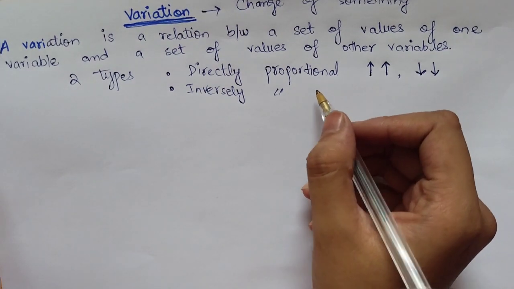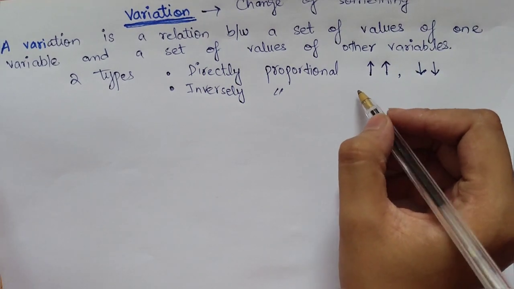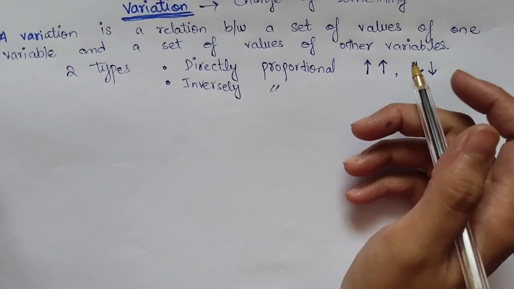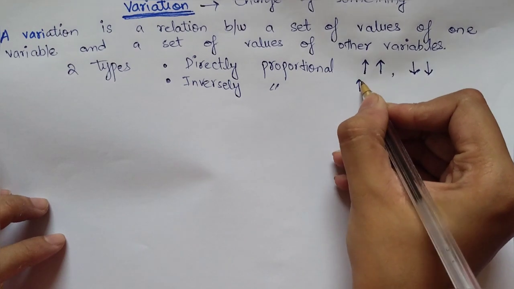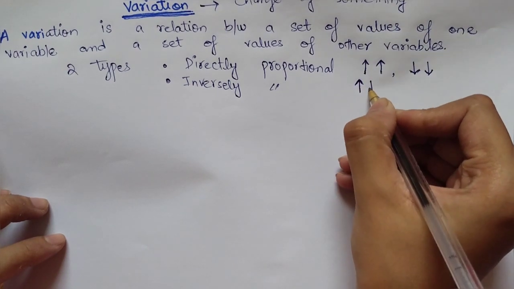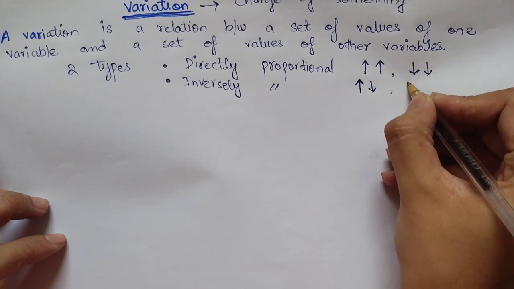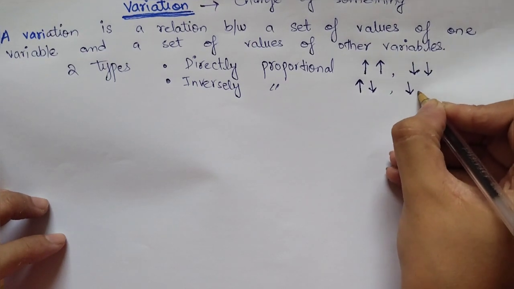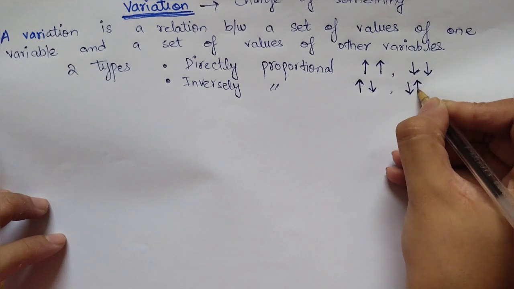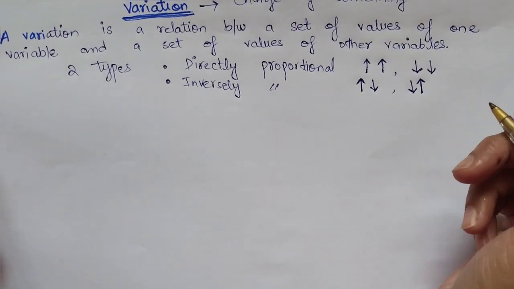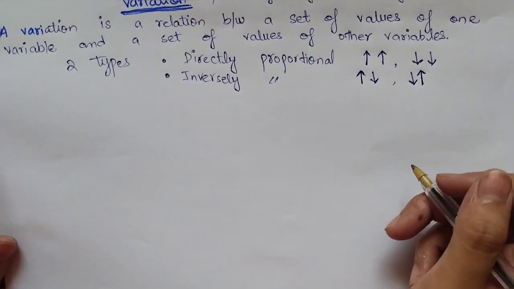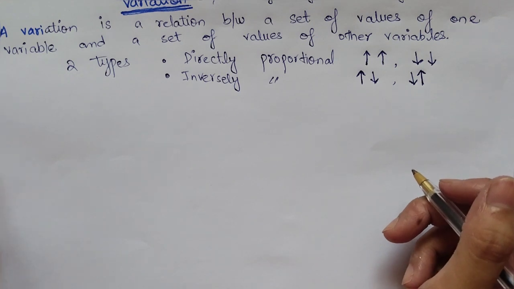Now what is inversely proportional? Inversely proportional means if one value increases, the other value decreases, and on the other hand, if the first value decreases, the other value increases. This is what inversely proportional means. Let's do an example of this question, and then you will understand it more easily.